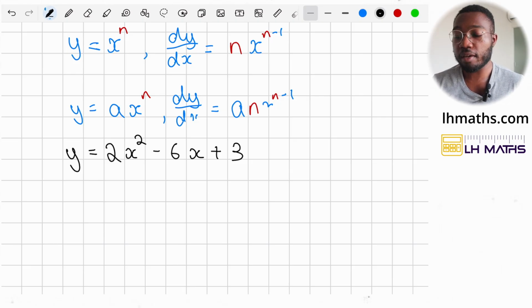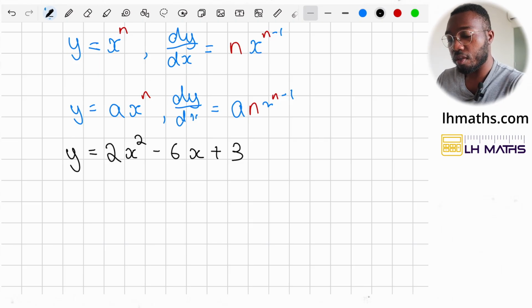Now we have multiple, okay? We have 2x squared minus 6x plus 3. We have multiple different values here. So to do this one, it's, again, not much difference. You just do all of them separately. And yeah, whatever you end up with, that will be your answer.